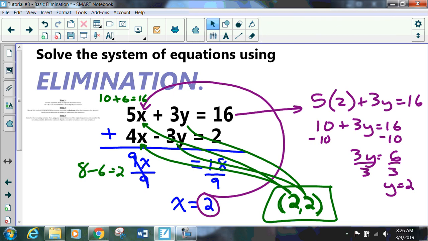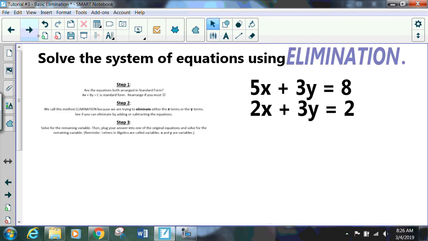Because our whole goal when we're given a system of equations is to use the technique that works, either graphing, substitution, or in this case, elimination.